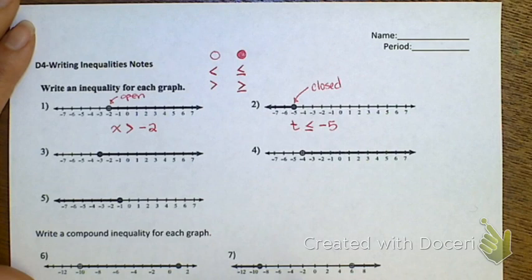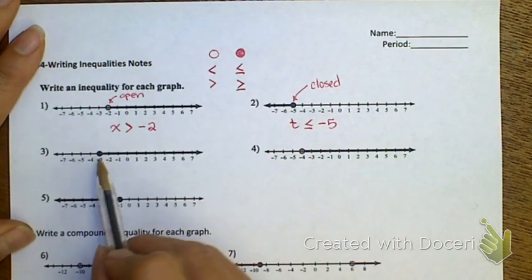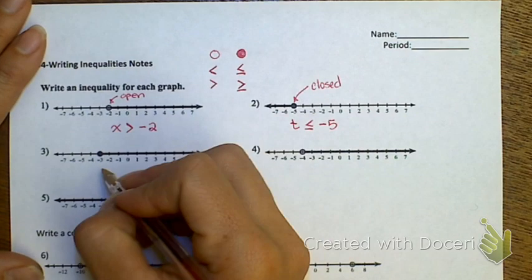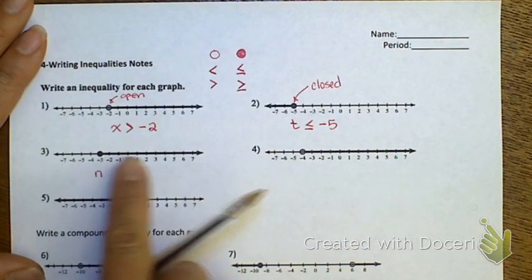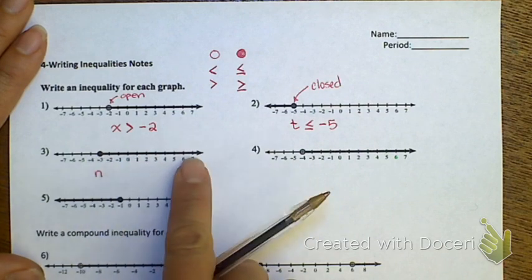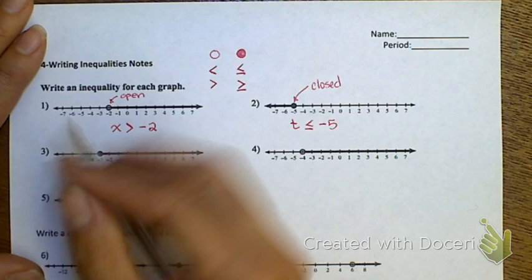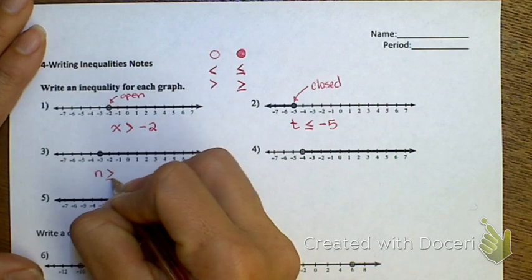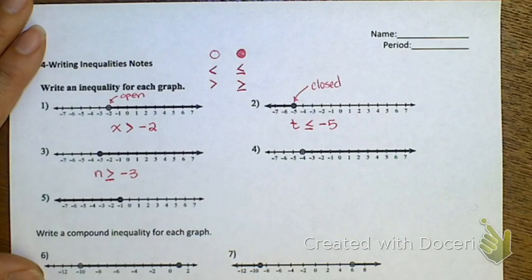Okay, so let's review the answer you should have gotten for problem number 3. It is a closed circle. I'm going to pick a variable. I notice that it's going to the right, so all the values are increasing. They're bigger than or greater than -3, so I'm going to pick greater than or equal to -3, because that's the number where my dot is.